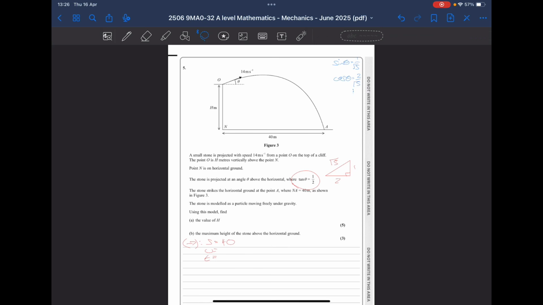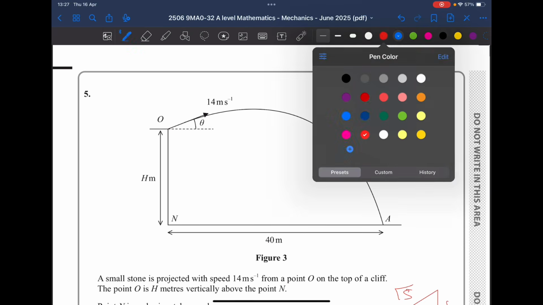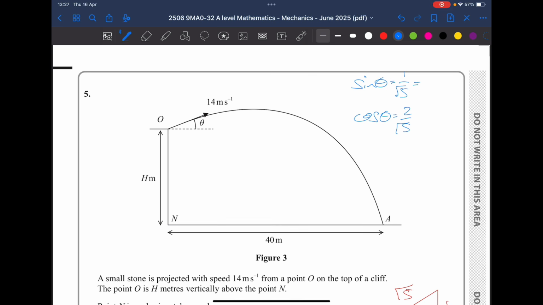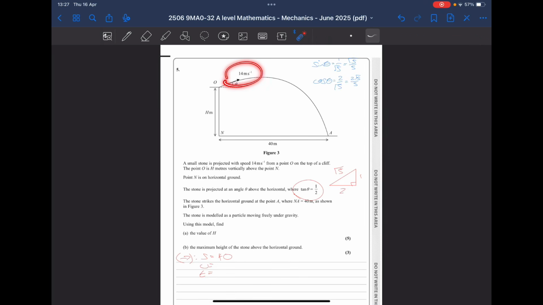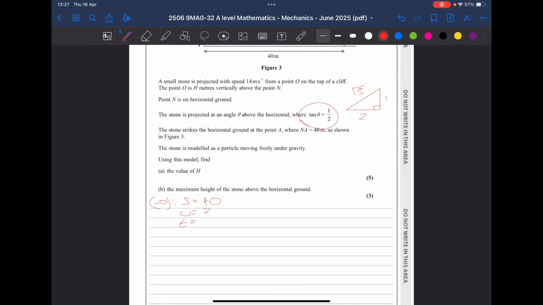So actually, let's go through and rationalize the denominator on these. So times top and bottom by root 5 there. We should have root 5 on 5. And here we're going to have 2 root 5 on 5. So 14 times this is going to give us, well, 14 times 2, 28, root 5 on 5. 28 root 5 on 5.